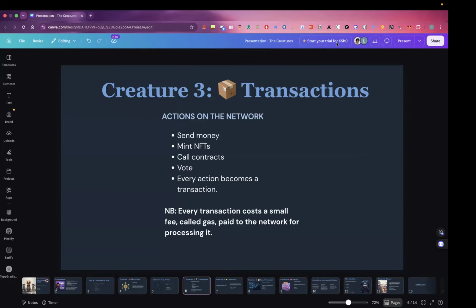Okay, so let's move to transactions. So we've looked at the blockchain, we've looked at nodes, and while talking about nodes, we've mentioned transactions. So what exactly is a transaction? A transaction just captures details of an activity that has taken place on the blockchain.